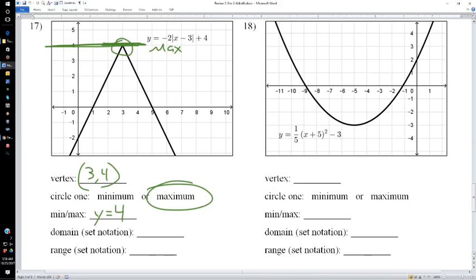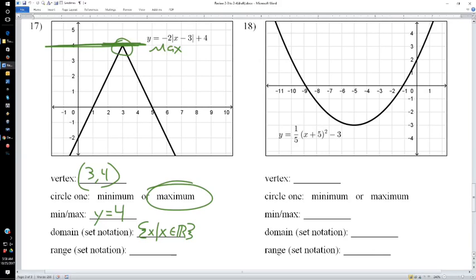Okay? Your domain is still all real numbers, and in set notation, remember that's the curly Q. X, introduce your X, say X, subset of all real numbers. That's how we state all real numbers.